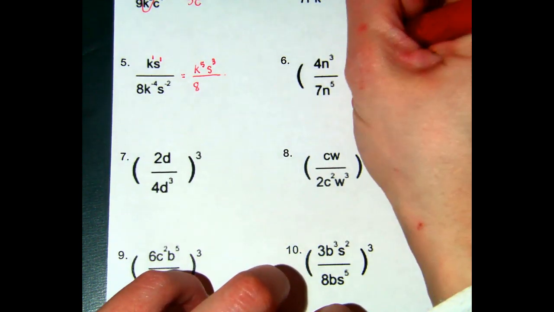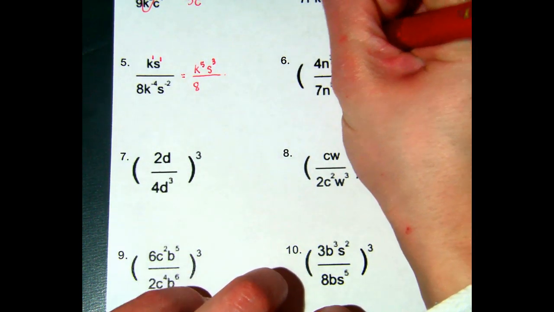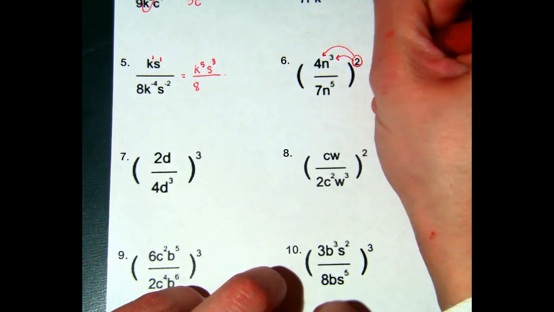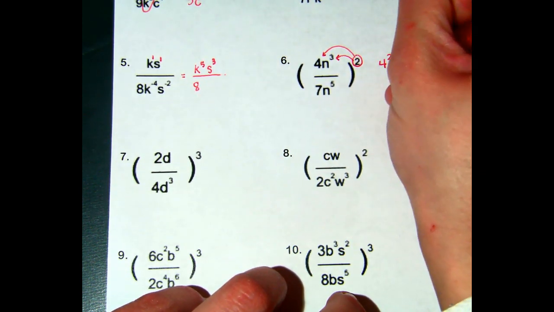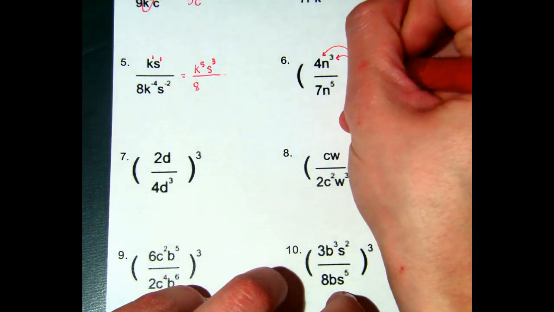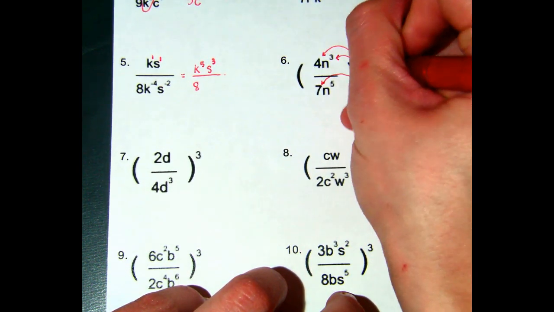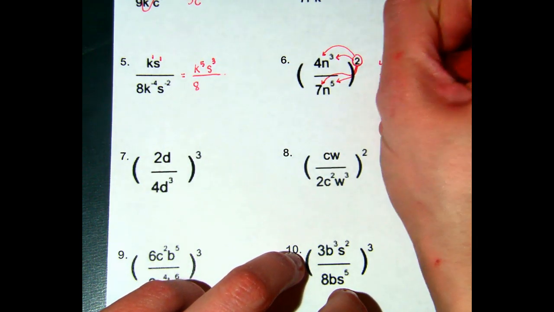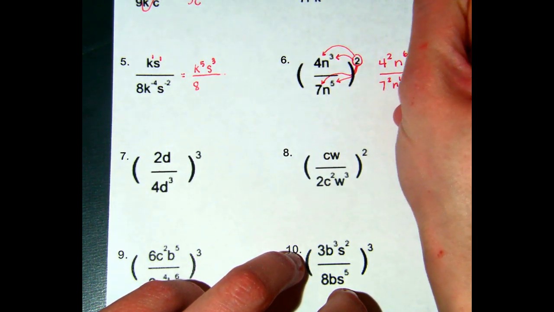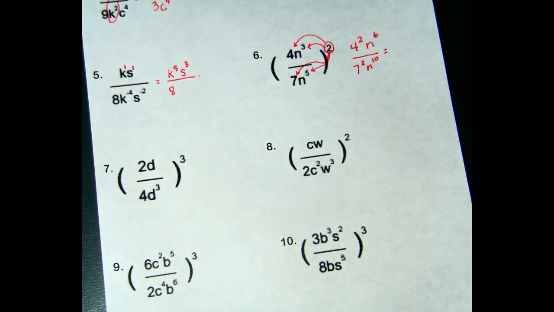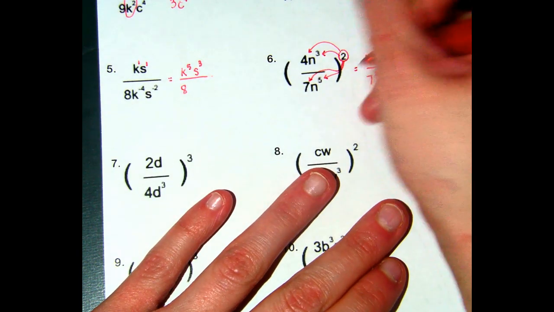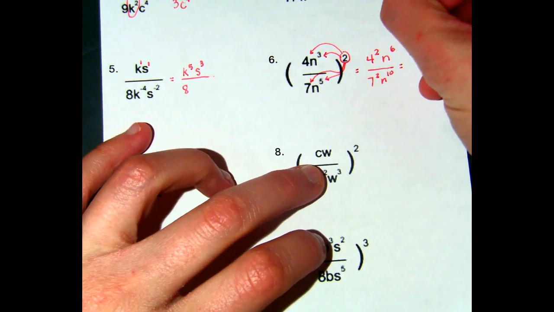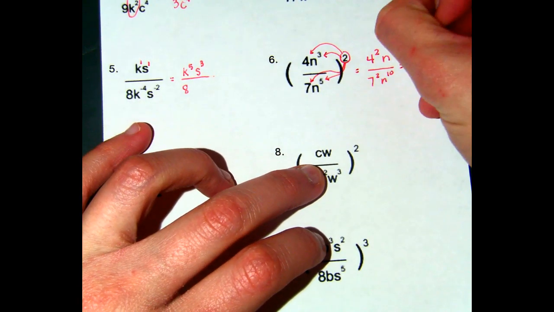Okay. Number 6, remember, like the distributive property, it goes to every piece. 4 squared to the 6th because you multiply exponents. 7 squared to the 5th there, to the 10th. Then I'm going to take care of the numbers. Then I'm going to work with the exponents. I'm kind of going to do it all in the same step there. 4 squared is 16. 7 squared is 49.